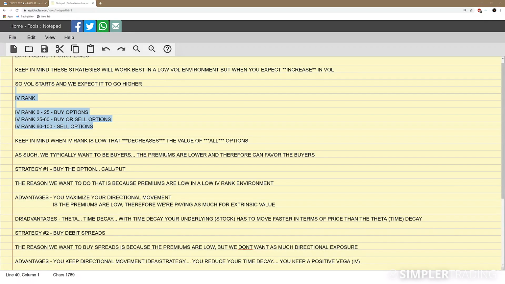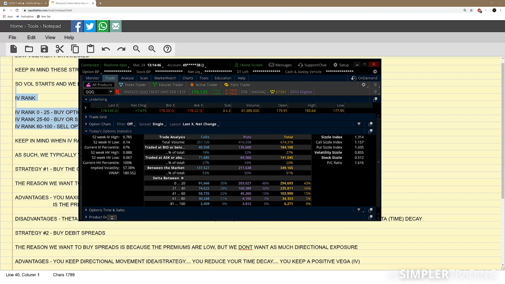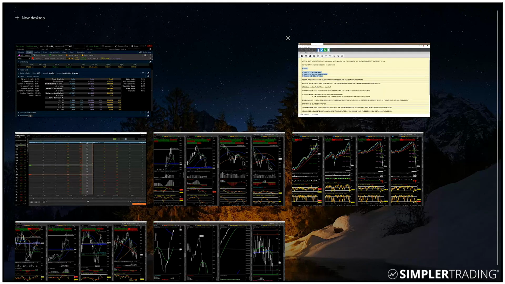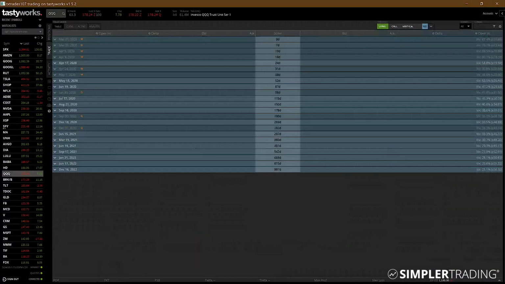Why is IV 63 on Tasty but 67 on Toss? Bob, on what product exactly? Because we're looking at two different products here. This is the QQQ, and actually, let me just look and see. So right now, the QQQ has an IV rank of 67. Let's check it out over here on Tasty. Interesting, 63.